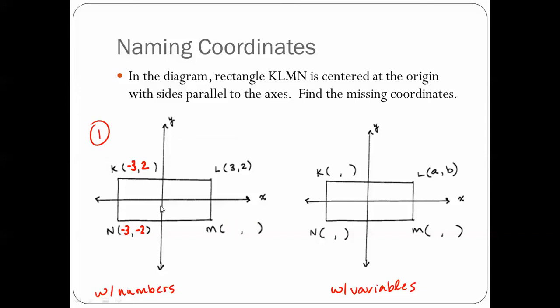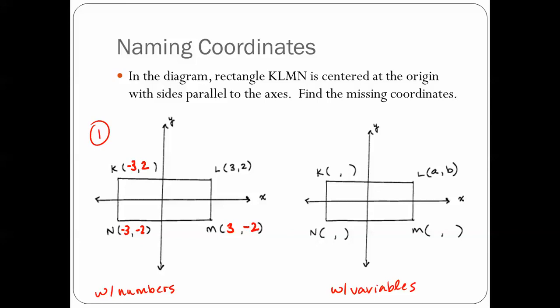Alright, how about point M? For point M, we need to go to the right the same number of units as we did for L, which was +3, and then down from the x-axis, so (3, -2). Okay, so let's look to the right side of our screen.